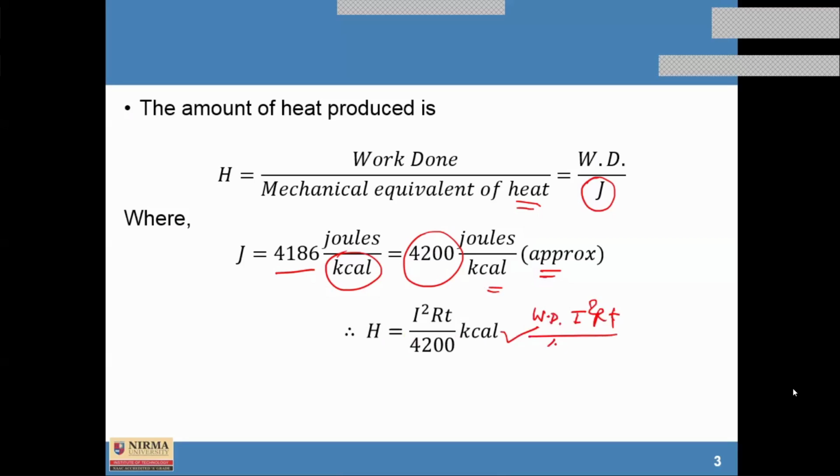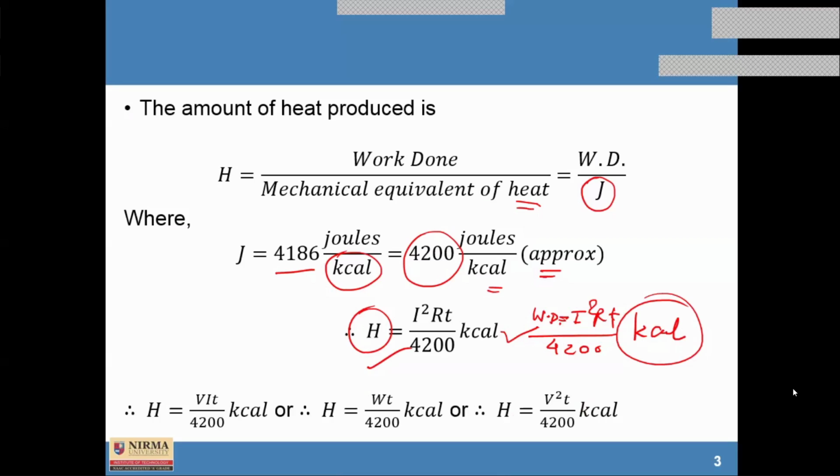Instead of joule, here you can write H, that is the amount of heat produced. How much heat is produced? I square RT by the mechanical equivalent constant, that is 4200. So ultimately it is I square RT upon 4200 kilocalorie. So this is the amount of heat that can be produced. And we can write the equations in different forms. Instead of I square RT, we can write VIT, we can write WT, and we can write V square by R into T. So this way we can write the different equations also.